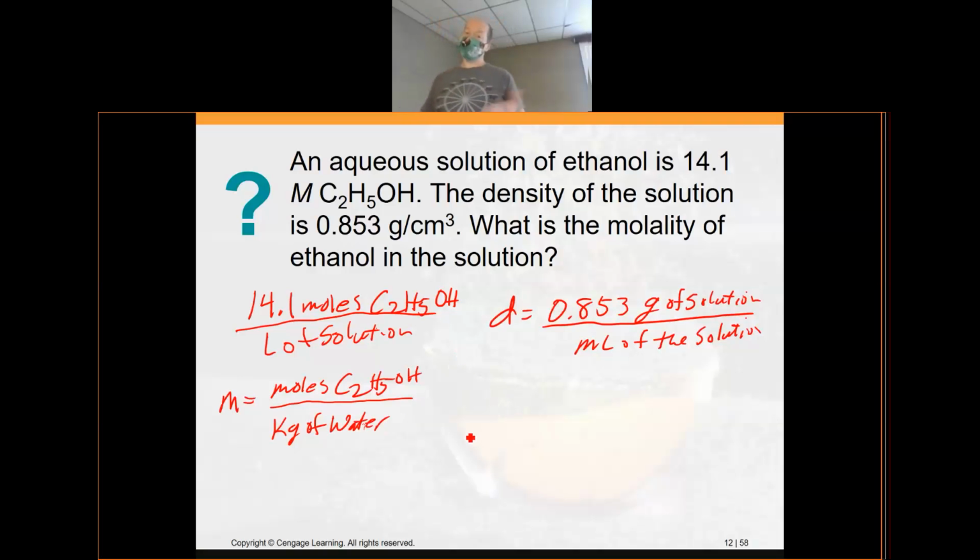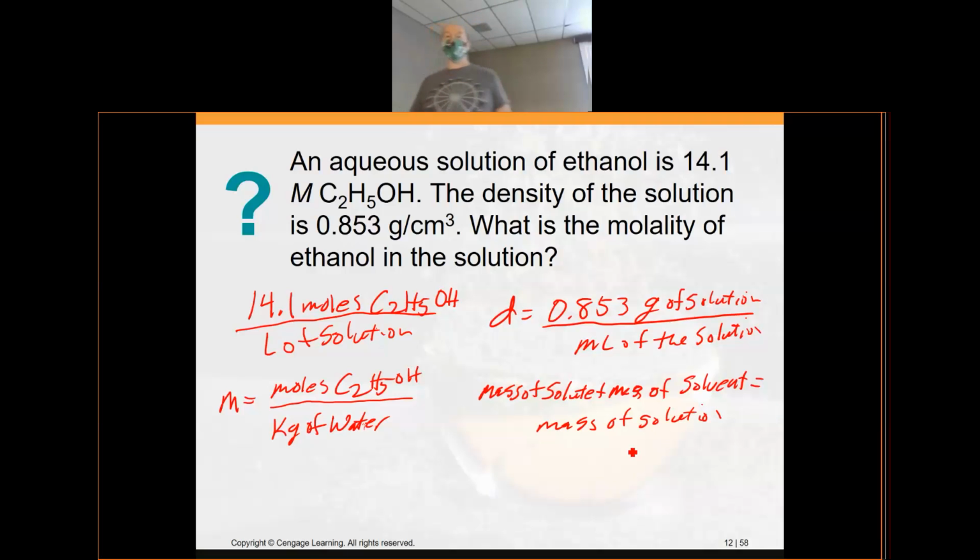So again, we are going to have mass of solute plus mass of solvent equals the mass of solution. All right, you're always going to know 2 of these, or you're going to be able to calculate 2 of these and then solve for the third.